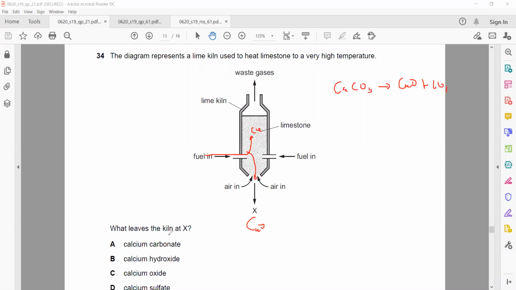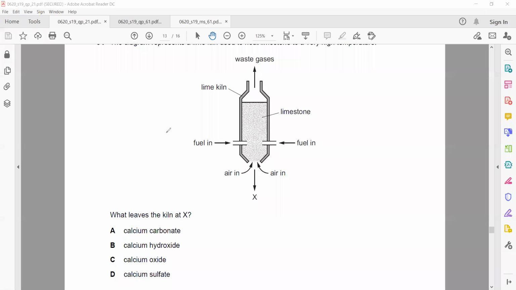So what leaves the kiln at X? That's the calcium oxide, because the limestone or calcium carbonate decomposes into calcium oxide plus carbon dioxide. So the final product will be calcium oxide.